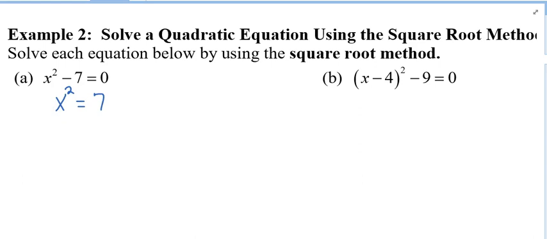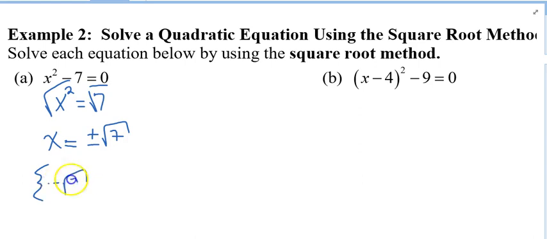Now, how do you get rid of a square? Well, you take the square root of it. So we're going to take the square root of both sides. And when we do that, that leaves us with x, because the square root of x squared is x. x equals plus or minus the square root of 7. So that would be our answer. Now, why is it a plus or minus? Anytime we take the square root, we've got the positive and the negative side. So now we know we're dealing with negative square root of 7 and positive square root of 7. That would be our solution set.